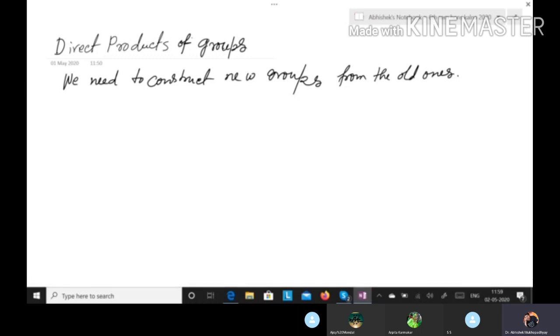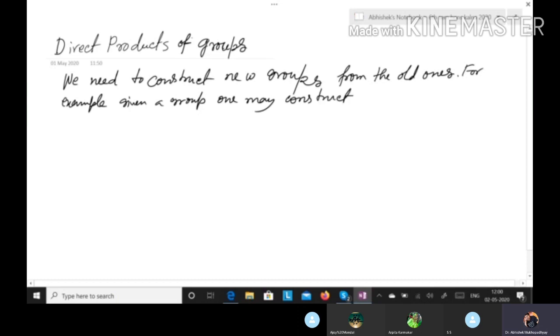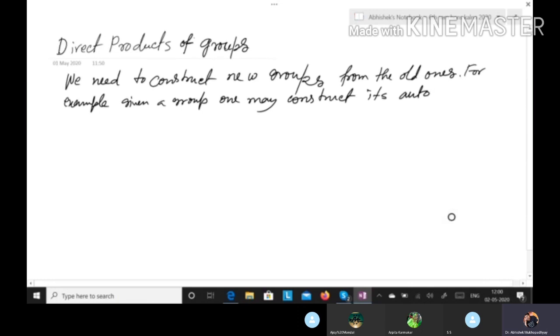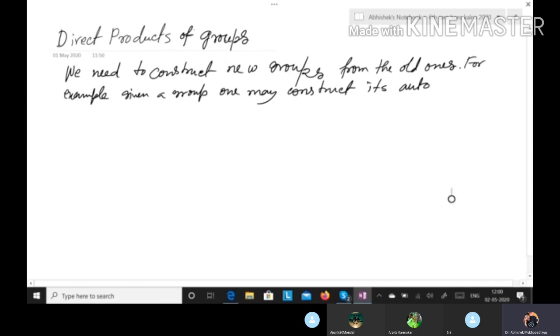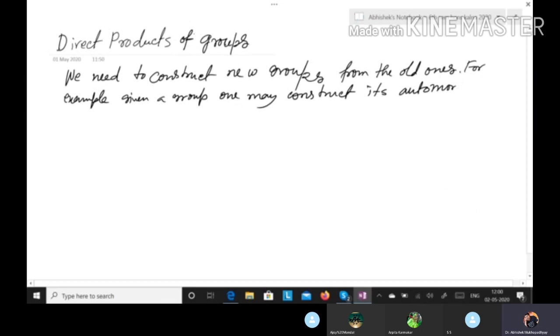For instance, for example, given a group, one may construct its automorphism group. Automorphism group.